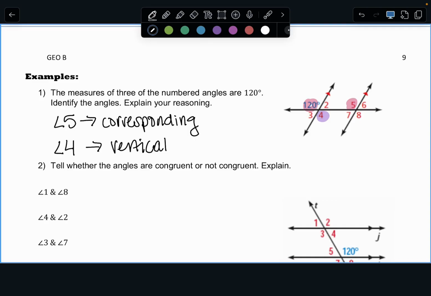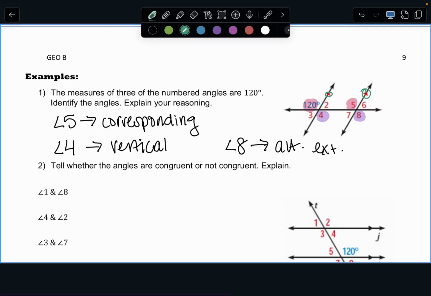And then our last one, Reagan, go ahead. Angle 8, what do we call angle 120 and 8? Alternate exterior. And again, I kind of abbreviate it alternate X. So what we did here is we said, okay, here's the 120. I know its corresponding angle is congruent. I know its vertical angle is congruent. And I know its alternate exterior angle is congruent. We only did that because of these parallel line symbols. We could not have done that without those.